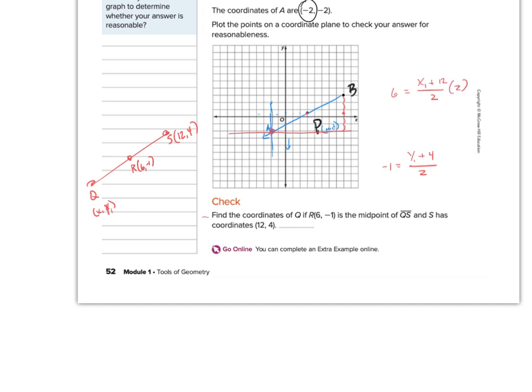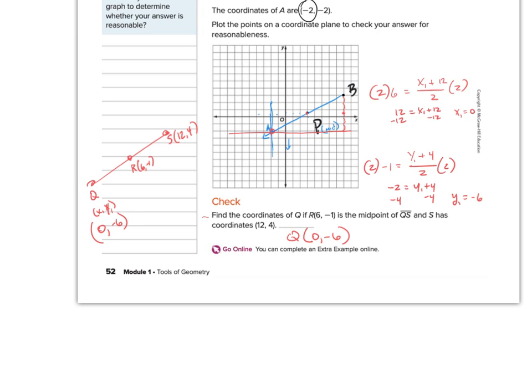And again, multiplying both sides times 2. I have 12 is equal to x1 plus 12, subtracting 12 from both sides. My x1 value is equal to 0. And then doing the same thing, formula for my y value. I multiply both sides by 2. I have -2 is equal to y1 plus 4, subtract 4 from both sides. And then y1 is equal to -6. And so I have 0. Let's see here, Q should be 0, -6.